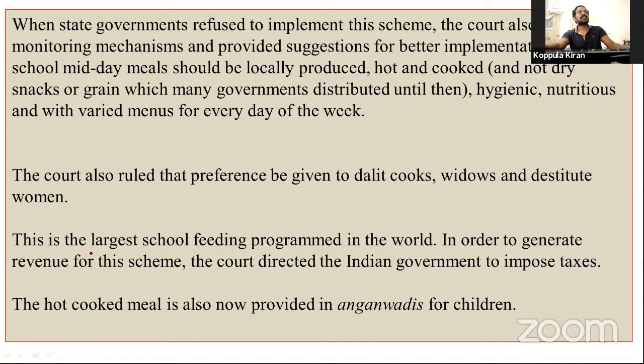In order to generate revenue for this scheme, the court directed the Indian government to impose taxes. See this? The court directed the Indian government to impose taxes. Hot cooked meals are also now provided in Anganwadis for children.